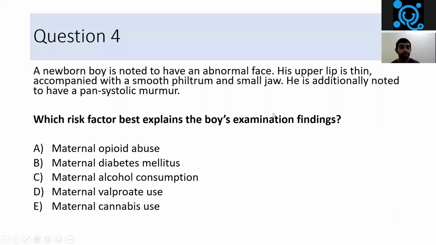Question 4. So a newborn boy is noted to have an abnormal face. His upper lip is thin and is accompanied with a smooth philtrum and a small jaw. He's additionally noted to have a pansystolic murmur. Which risk factor best describes the boy's examination findings?